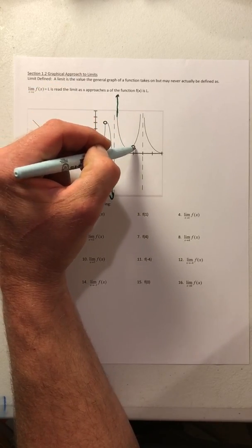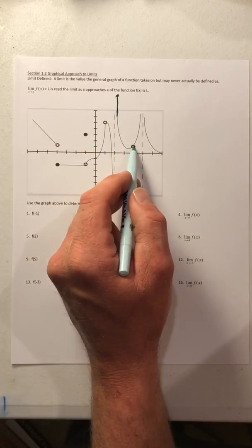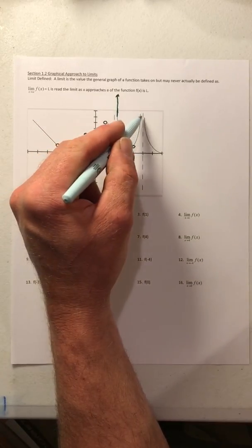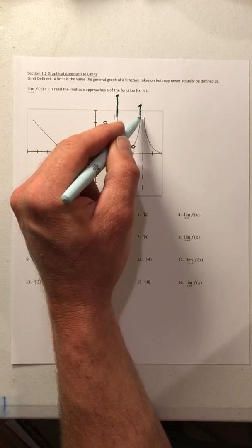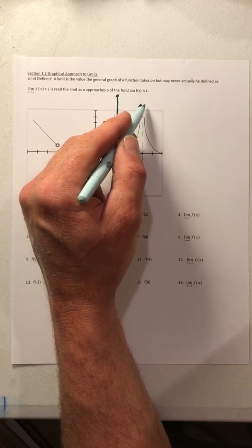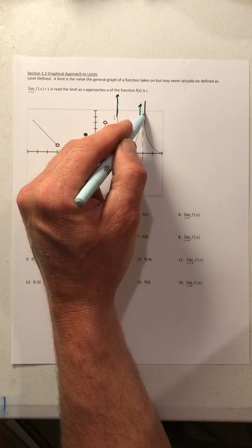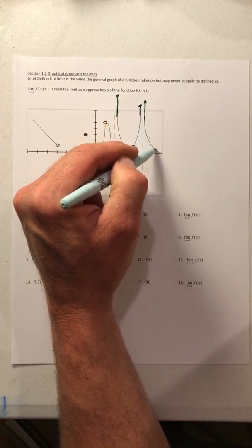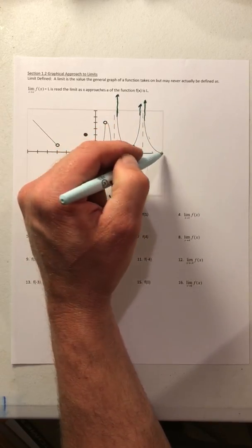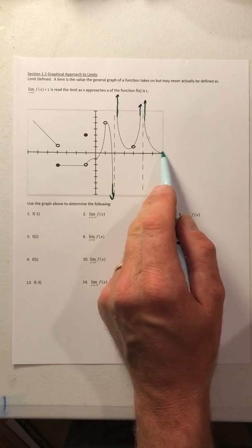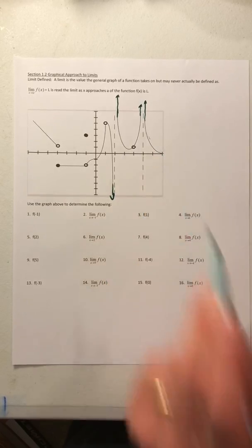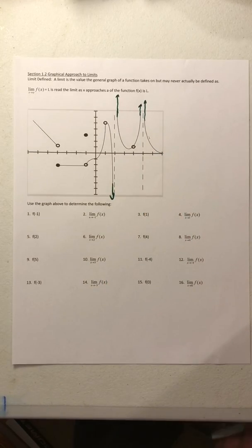And coming down, we have another hole, or removable discontinuity. And we're coming up here. This is going to infinity. We jump over that asymptote. We start high again, but then it comes down. And it looks like it's going off. Looks like we're getting a horizontal asymptote here at 0. We don't necessarily know what's happening on the end of that graph.